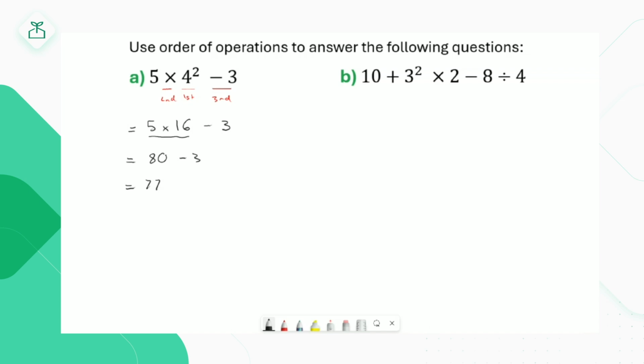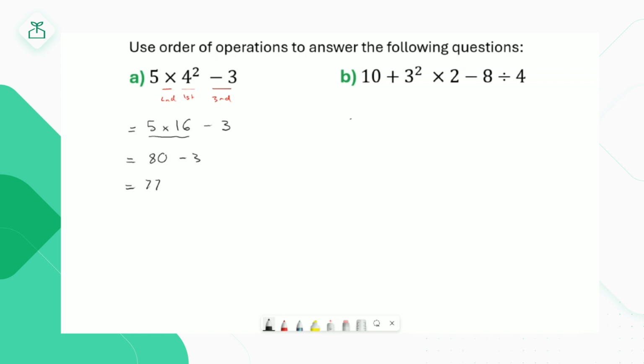Now an easy way to do this, if you haven't seen our multiplication video for basic mental arithmetic, is to essentially double the value or halve the value. So we know that 10 times 16 is going to be 160, so half of that is going to be 80.